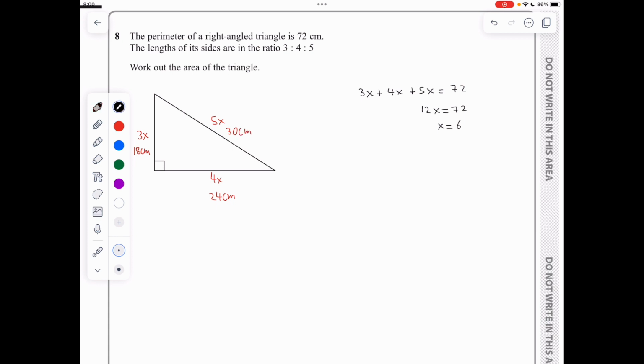And therefore, to find the area, I will simply do base, which is 24, times height, which is 18, over 2. Now the 24 with the 2 will cancel out to leave me with 12 in the numerator. So 12 times 18, I can do this as 10 times 18 plus 2 times 18. This gives an answer of 180 plus 36, which is 216 square centimeters.